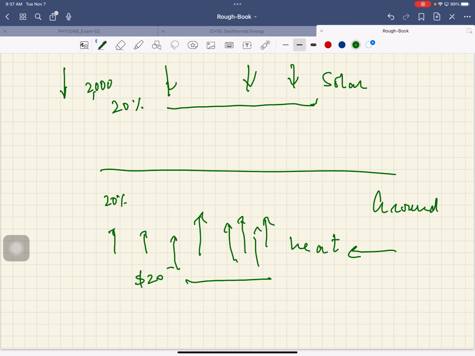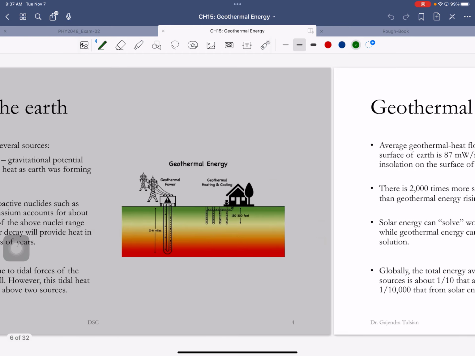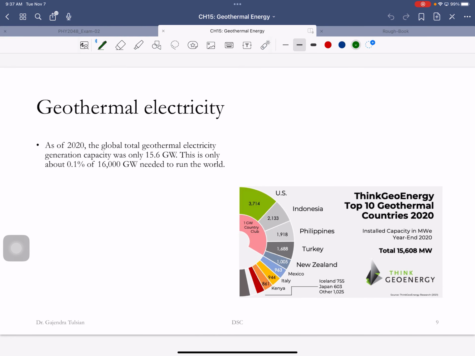All right, so let's see how much geothermal energy we harness. We'll look at the big picture first. In the world today, by 2020, there's 16 gigawatts of electricity harnessed via geothermal energy.